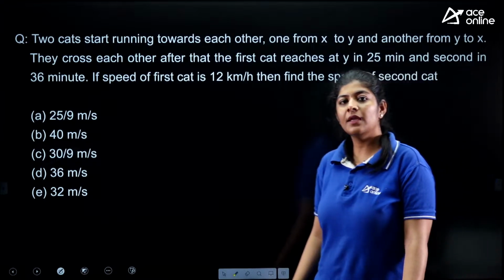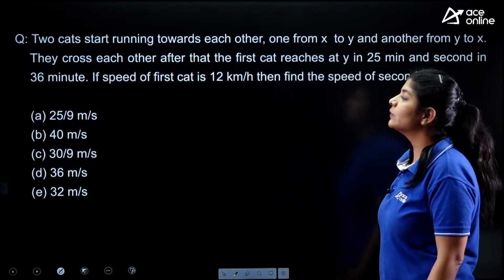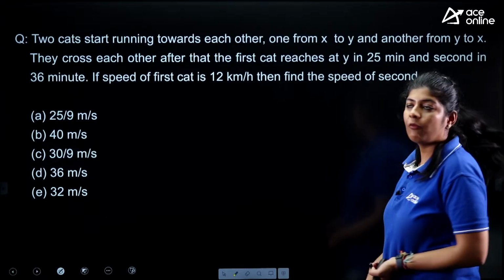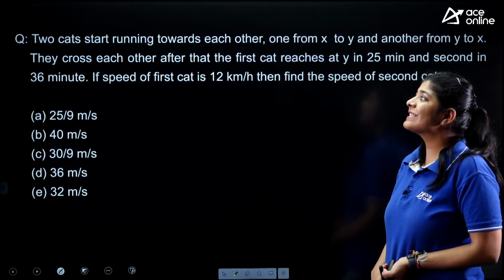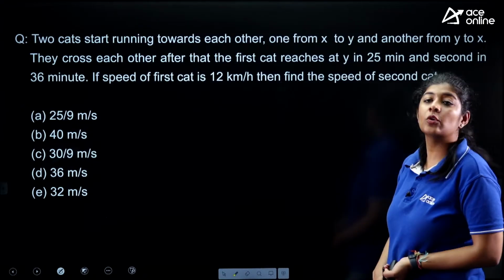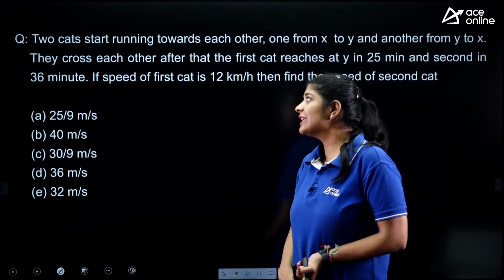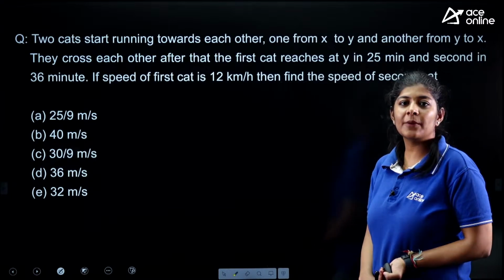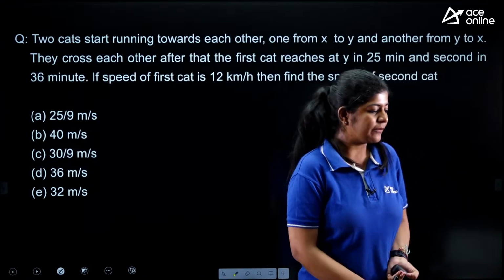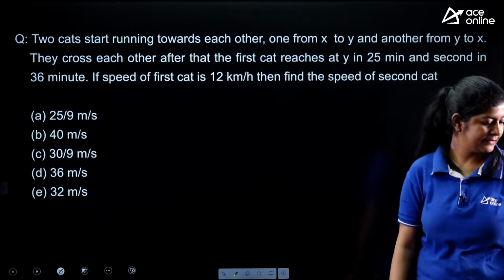Next. The next question says that two kids start running towards each other, one from X to Y and another from Y to X. They cross each other, and after that the first kid reaches Y in 25 minutes and the second in 36 minutes. If the speed of the first kid is 12 kilometers per hour, then find the speed of the second kid.